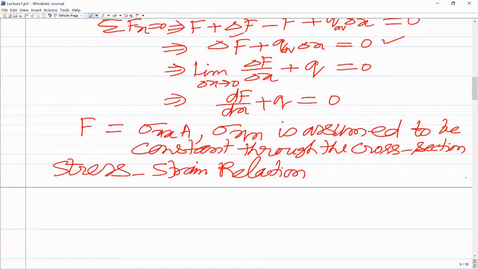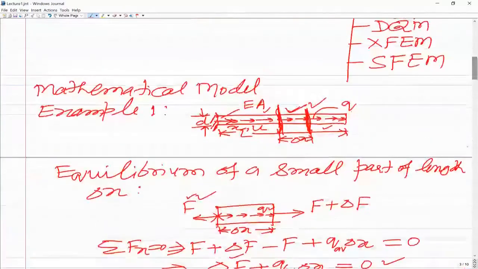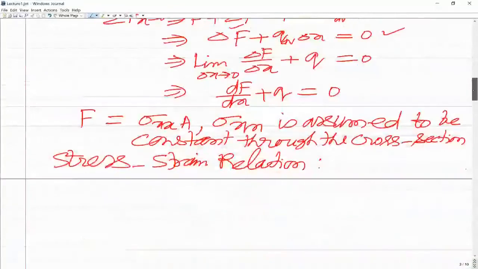So in the stress strain relation, what we are going to say here is that only one stress component, only sigma xx, is non-zero in this problem, and the other components sigma yy, sigma zz, and all the shear stresses are actually zero. So this is a uniaxial problem, and the material is, let us say, linear elastic isotropic.